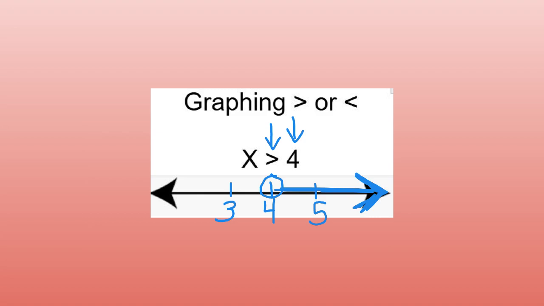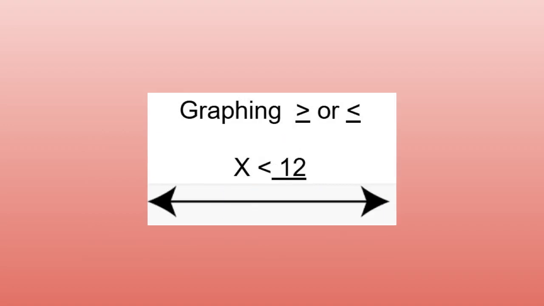I'm going to give you a hint when you are graphing these. It is best to be in this order: a letter, like X, a symbol, like greater than, and then your number. That makes it a lot easier to graph.